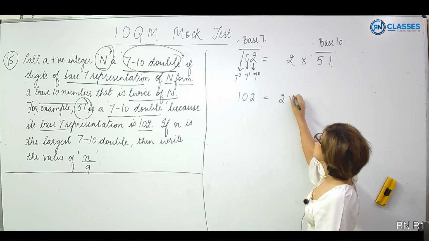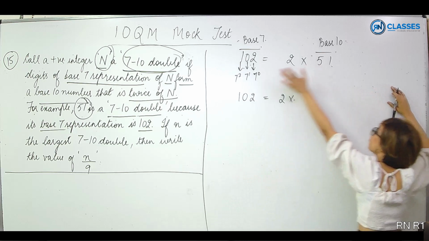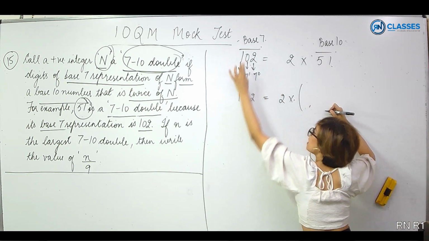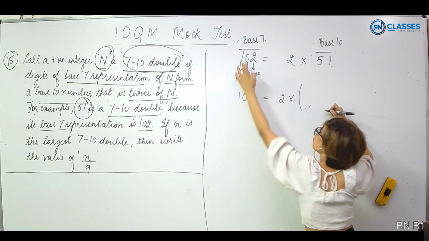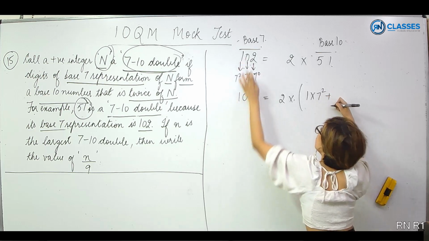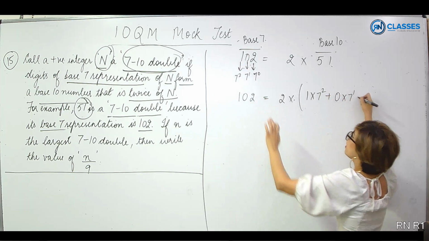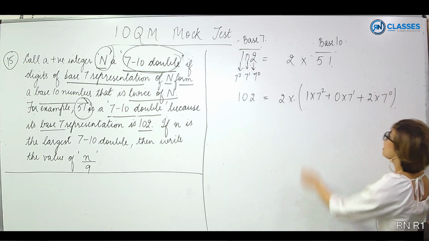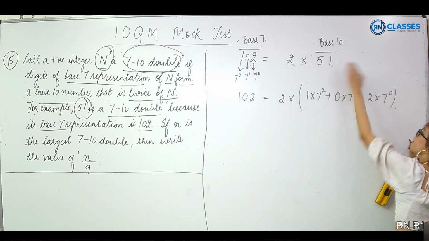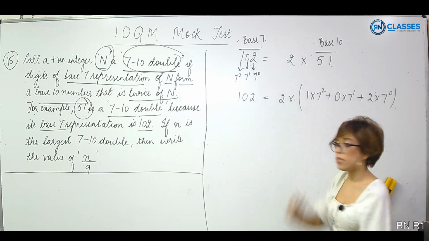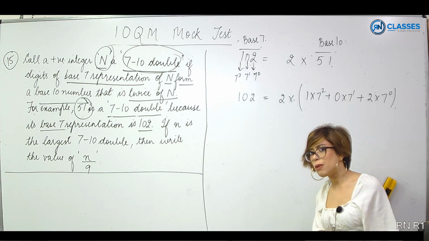2 into 51. Now, how did I get this 51 from this one? This is the digit and the place value is 7 squared. So I will write it as 1 into 7 square plus 0 into 7 raised to 1 plus 2 into 7 raised to 0. This is 49 plus 2, which is 51. This is how I have written it in terms of this.